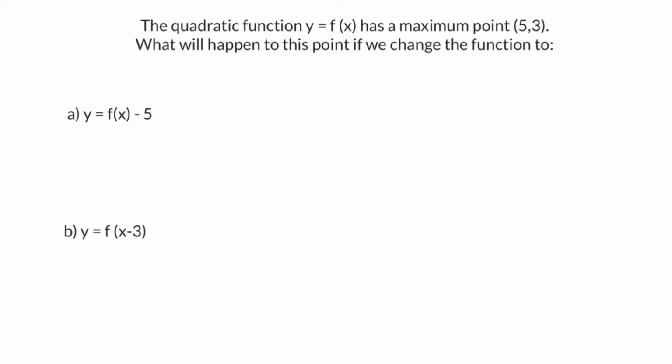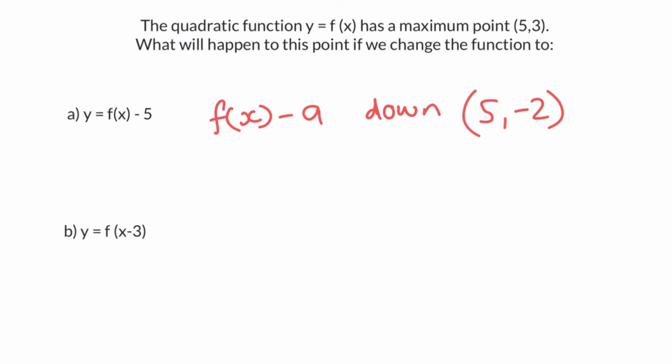The quadratic function y equals f(x) has the maximum point of (5, 3). What will happen to this point if we change the function to y equals f(x) minus 5? So we're minusing 5 after we've done the function, so the 5 is outside the bracket. So that means that the graph is going to move down. So it's the y coordinate that's going to change and it's going to move down 5 places. So it becomes (5, minus 2).